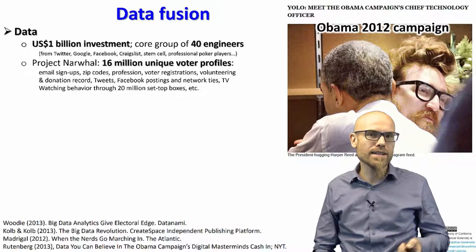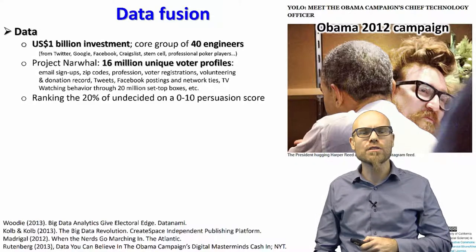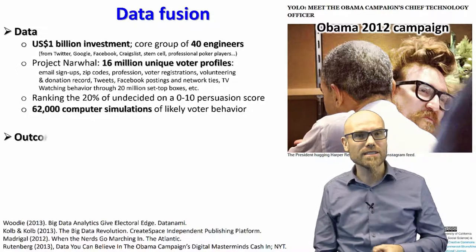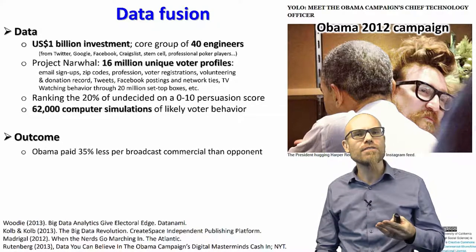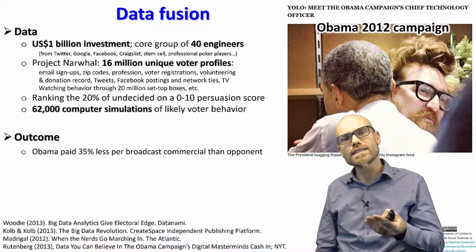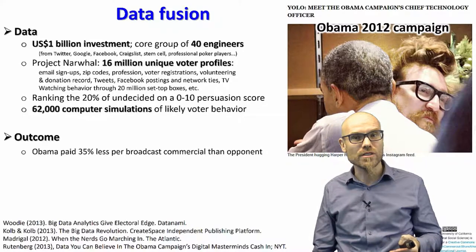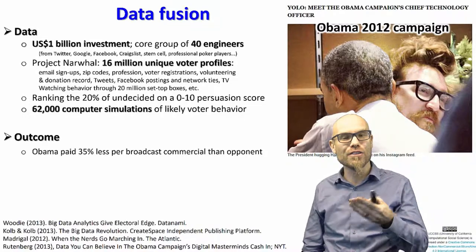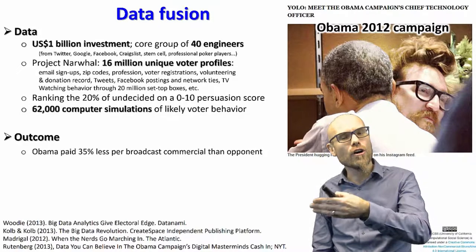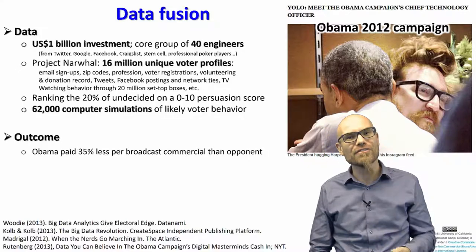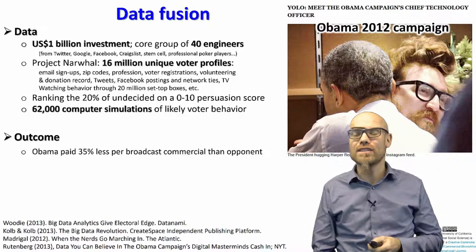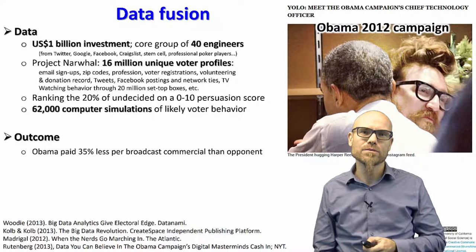They ranked the undecided voter on a persuasion profile, and they ran a lot of computer simulations of likely voter behavior. What they did then with that is they got a lot of positive outcomes. For example, they paid 35% less per broadcast commercial than their opponents because they knew exactly where to put which kind of commercial. They knew their clientele, right? They knew exactly on which local TV station to put which kind of ad to affect which kind of voter. And on average, it saved them 35% of their TV broadcast commercial budget as well.